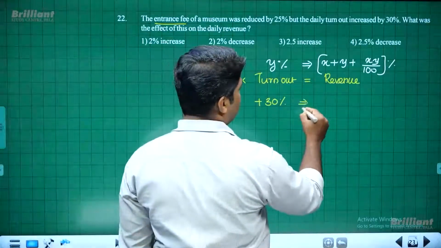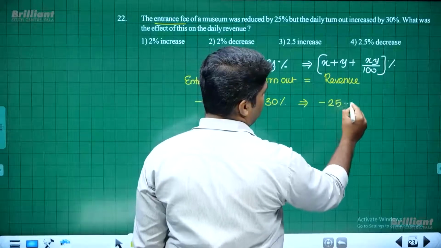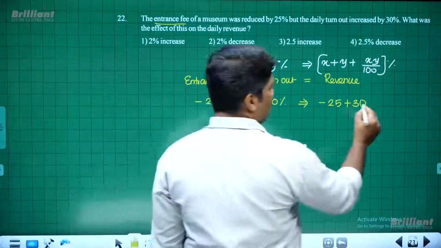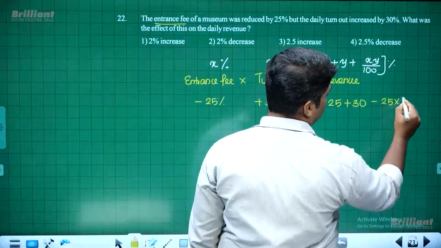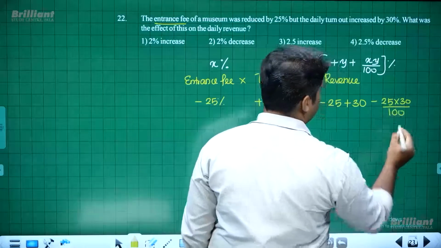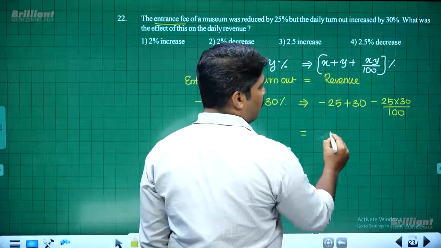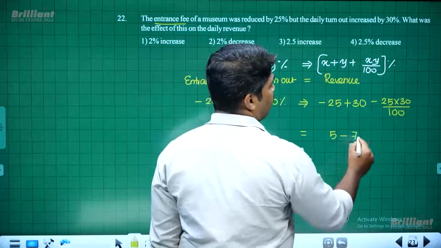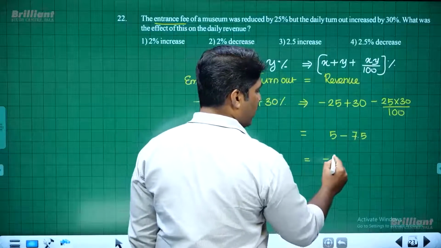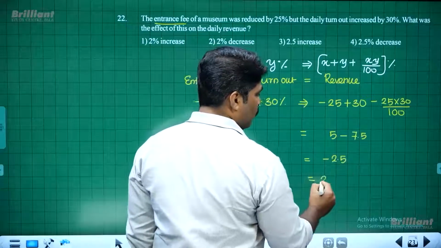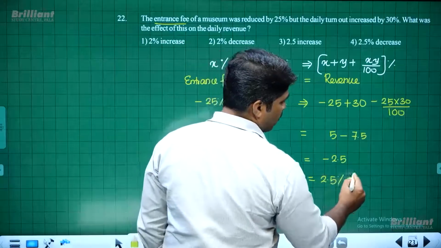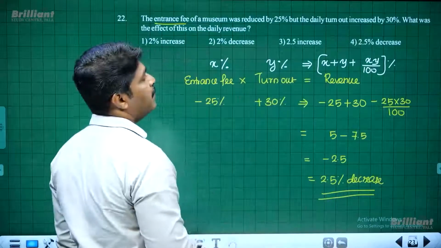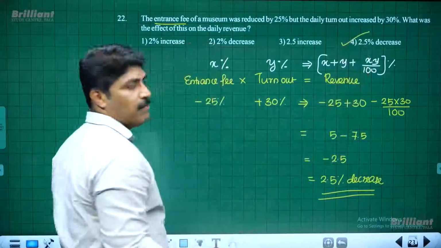So what is the variation here? This is minus 25 plus 30. One is negative, another is positive. Therefore, the product becomes negative, so minus 25 into 30 by 100. Minus 25 plus 30 is equal to 5, minus 7.5. So the value here is minus 2.5. What does it mean? A 2.5% decrease. Got it? 2.5% decrease. Hence the answer is option 4.